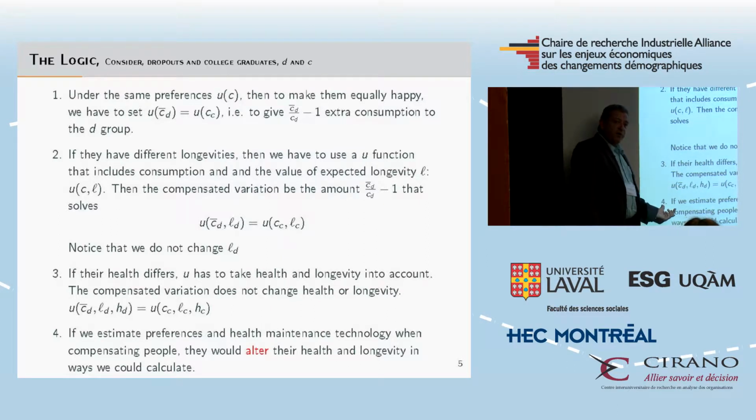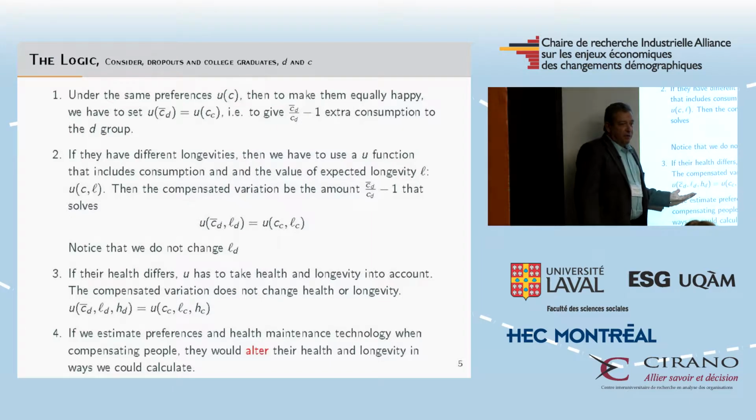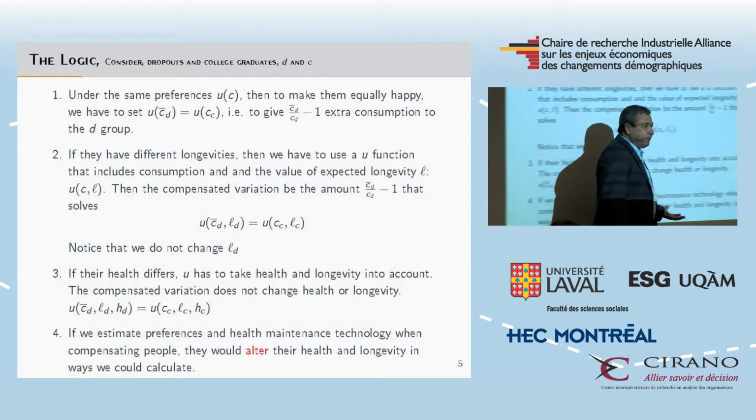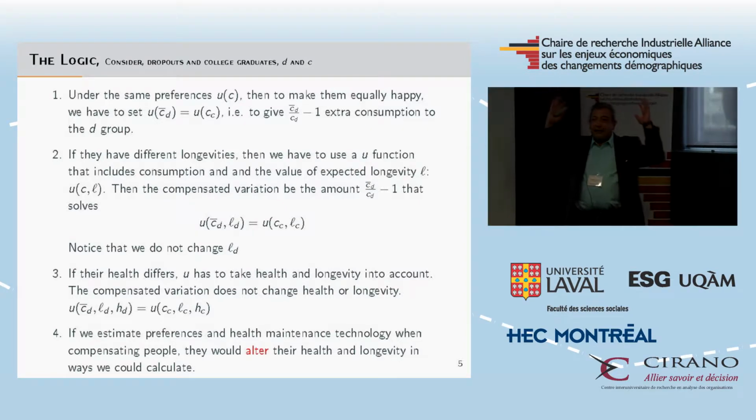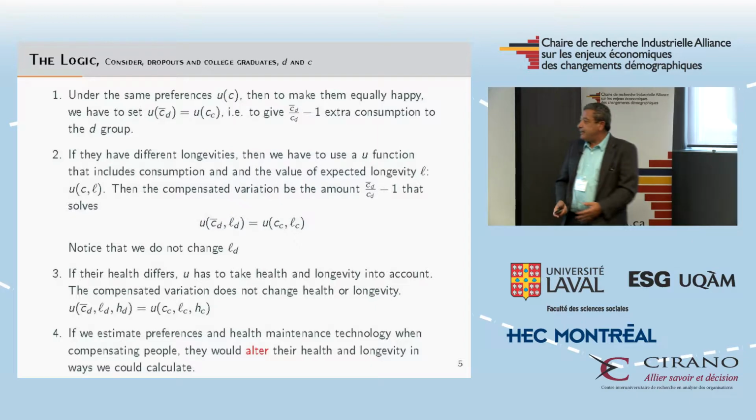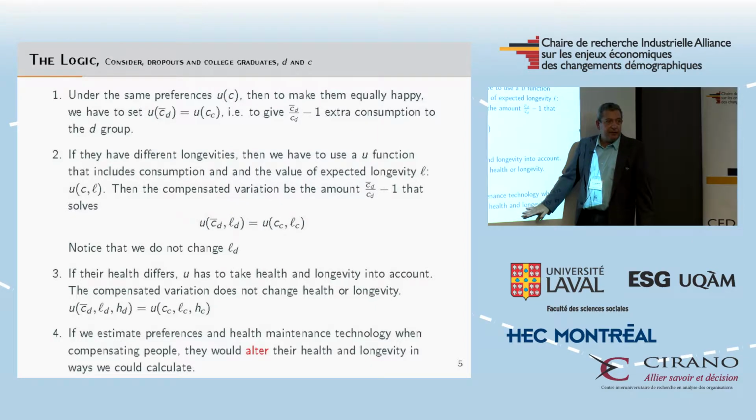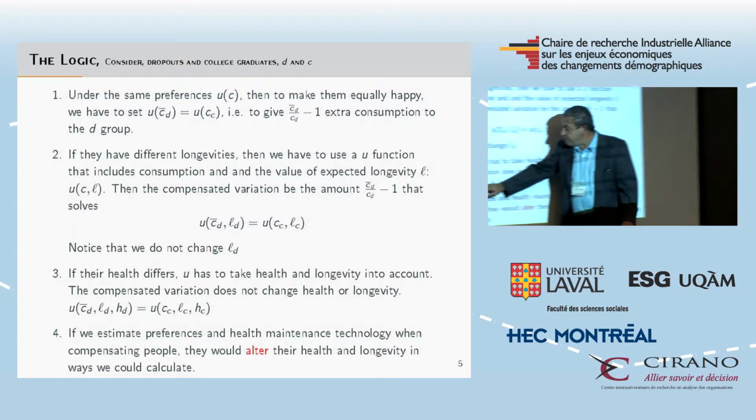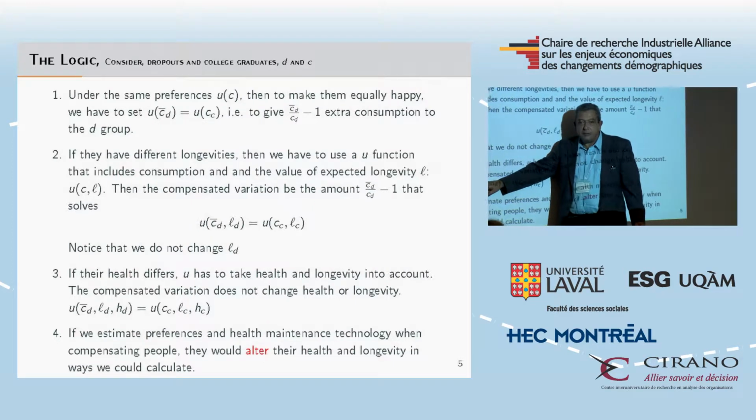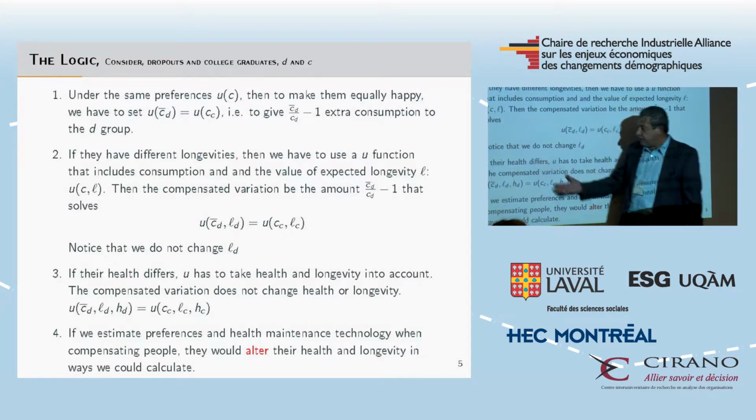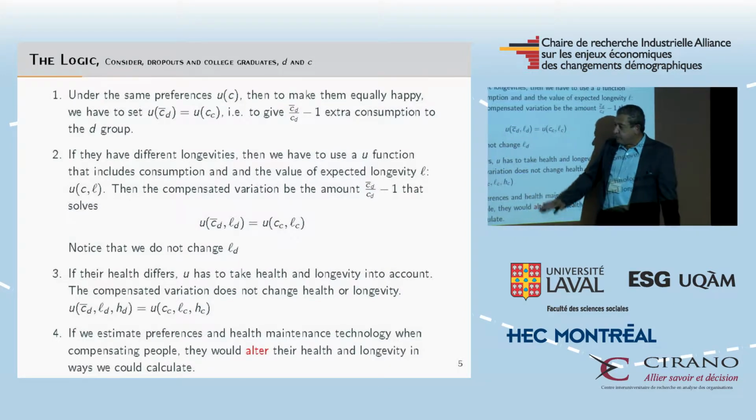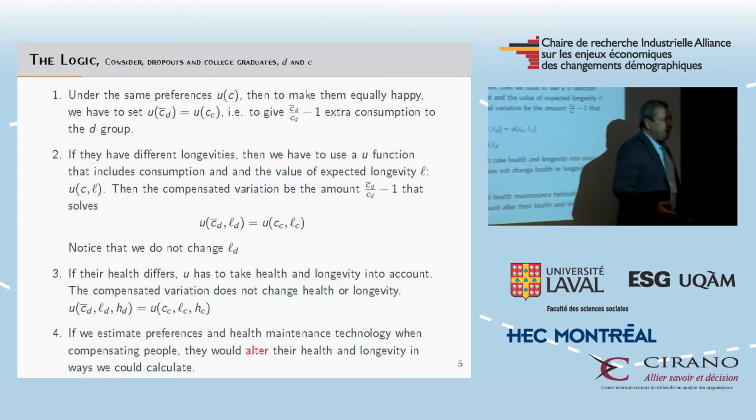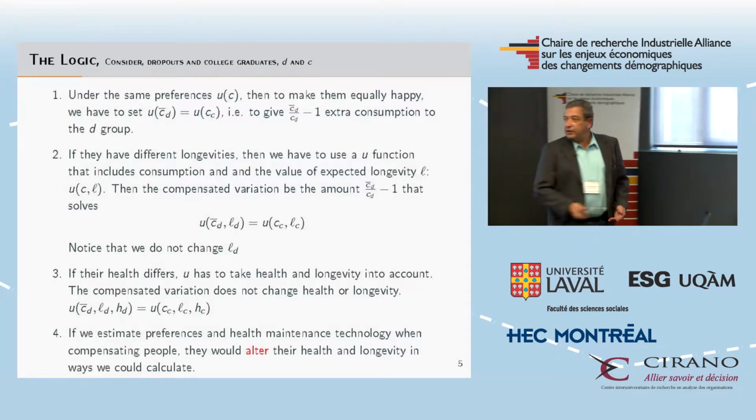And number four, we're going to see if we can estimate a technology where out-of-pocket expenditures can be used not as a bill that is sent to you from bad health, but as a form of effective investment. And if that investment improves your health outcomes, then the total compensation will have to be smaller, because the amount of money you have to give them will change their behavior in ways that increase utility.